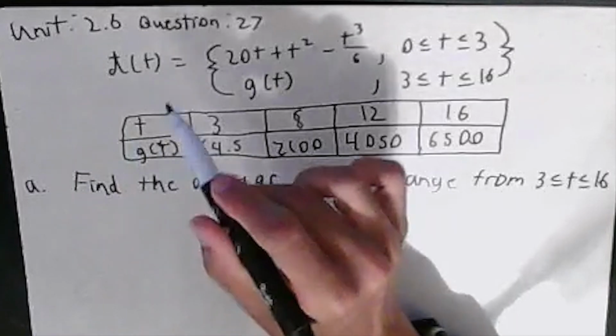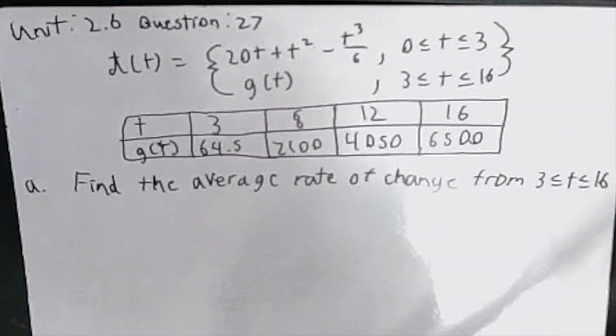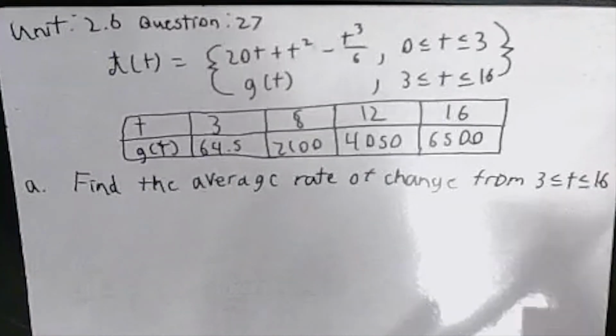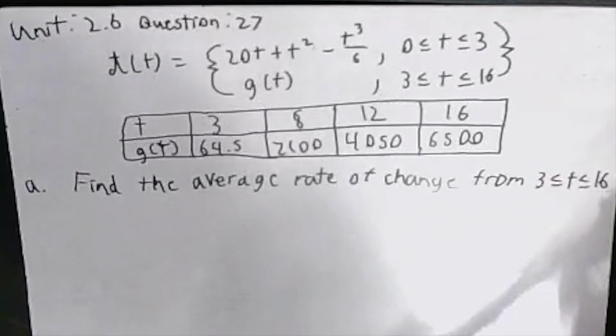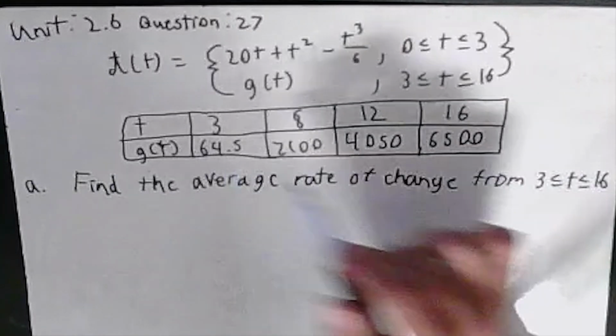Alright, this is Unit 2.6, question 27, Part A. We're given this, we're also given a lot more, but I can't fit it all on this whiteboard. So we're just going to do one part at a time. So first, our first question is find the average rate of change from t equals 3 to t equals 16.